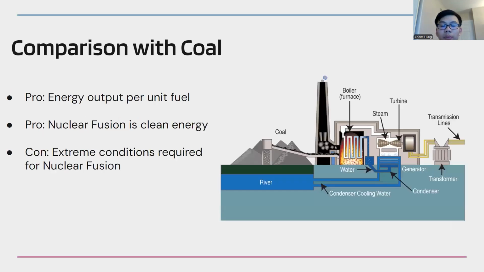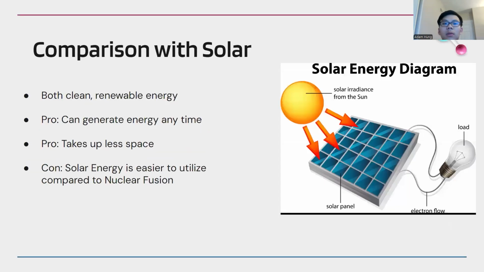So comparing it with coal, a pro for fusion is its energy output, where it generates 4 million times more energy than coal. Another pro is that fusion generates clean energy, so the energy generated from it won't harm the environment. A con for fusion is that compared with coal, the conditions needed for fusion is much more difficult to achieve, making coal a more appealing option today.